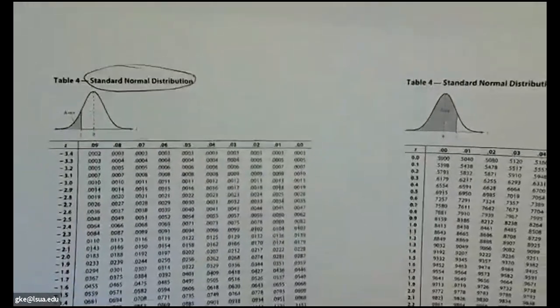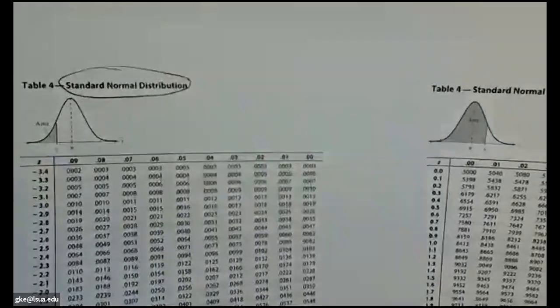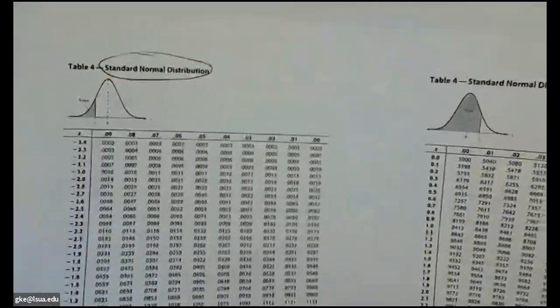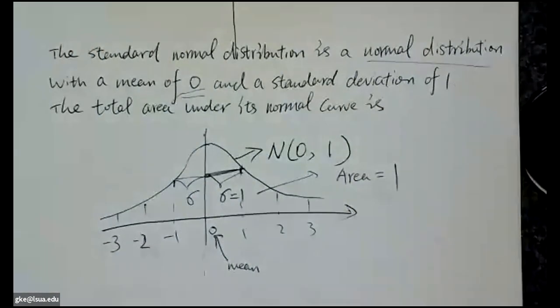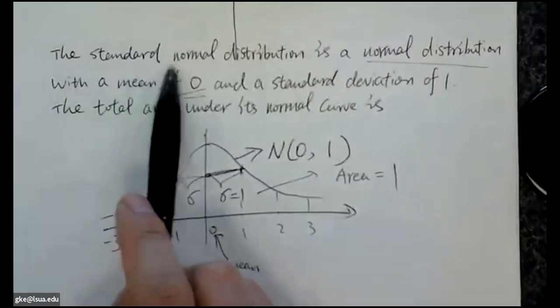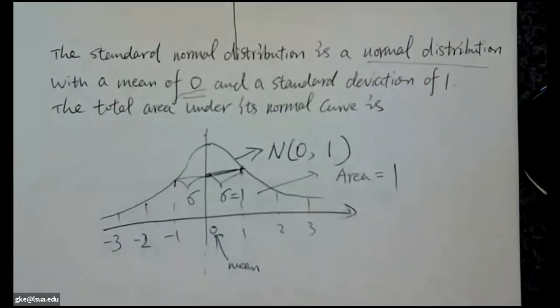You need to transform the normal distribution to the standard normal distribution. That's the reason we introduce the standard normal distribution. It's going to help you solve the problems and use the table. Otherwise, you couldn't use the table.